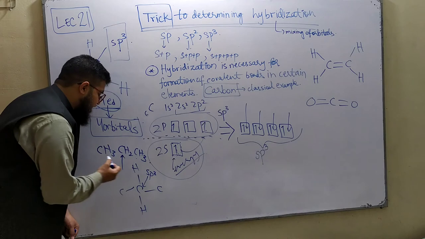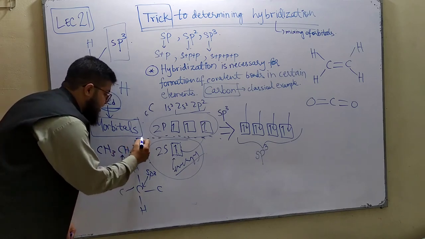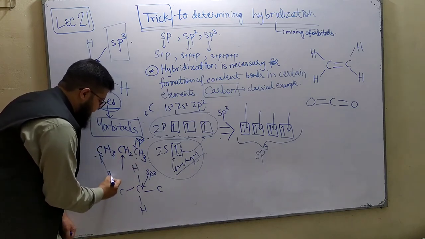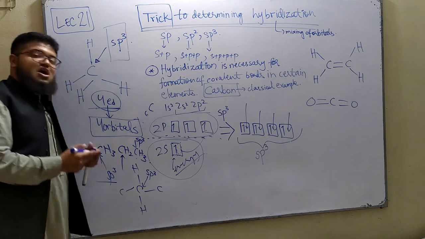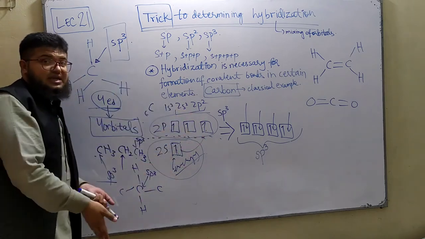In fact, every carbon in here is sp3 hybridized. This carbon is also sp3 hybridized because it has 4 single covalent bonds. This is also sp3 hybridized because again it has 4 single covalent bonds. So this was the trick to finding the sp3 hybridization without going into all that detail.